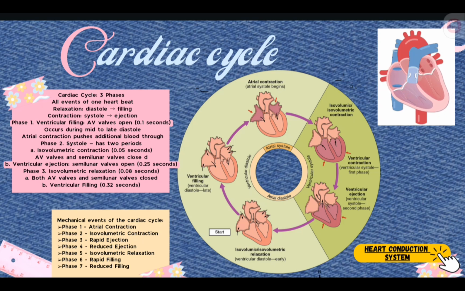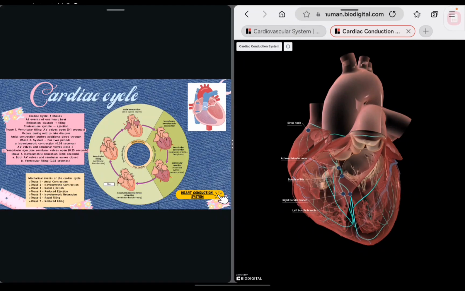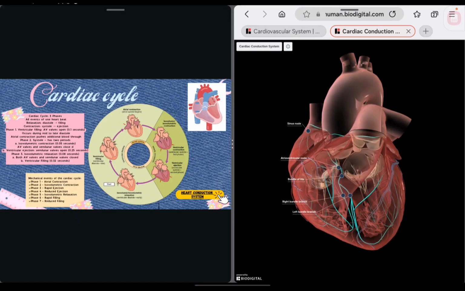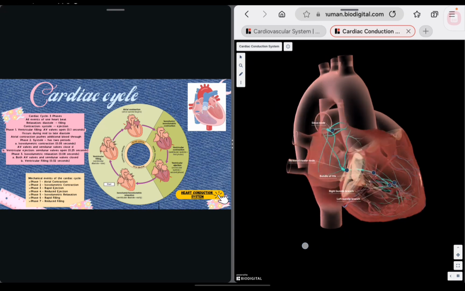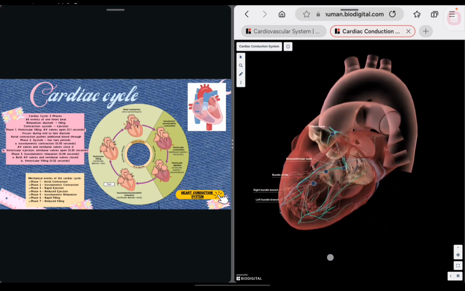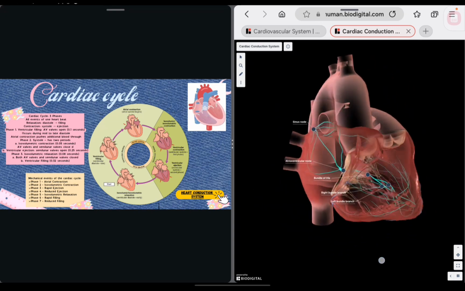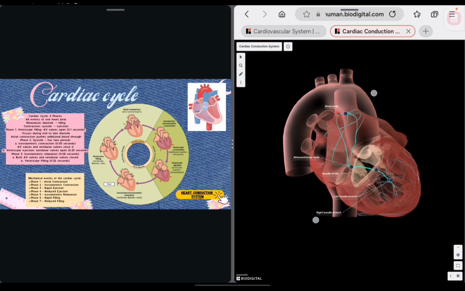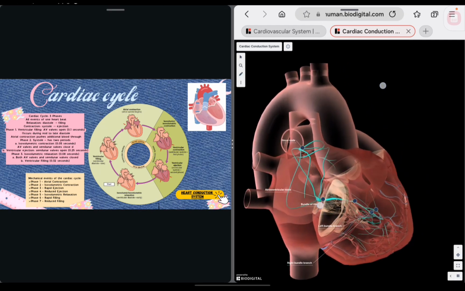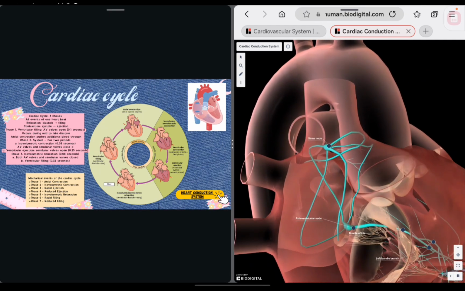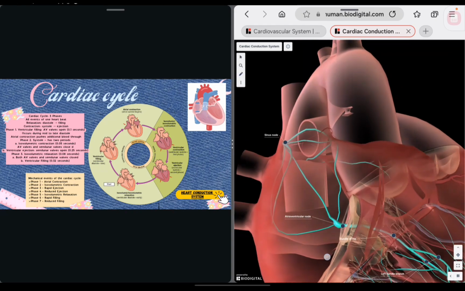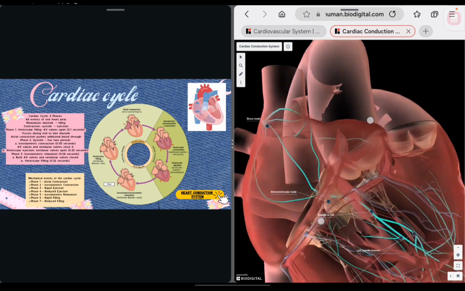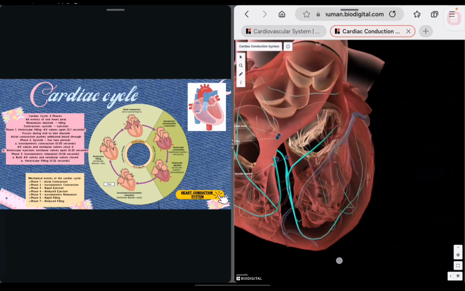For the heart conduction system, I have provided an illustration or an animation to view this. So for the heart conduction, it starts with the SA node, sinoatrial node, and it goes to the AV node, and the impulse will spread to the bundle of His and into the Purkinje fibers.